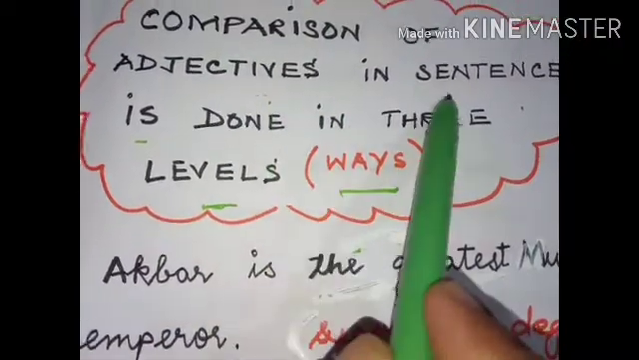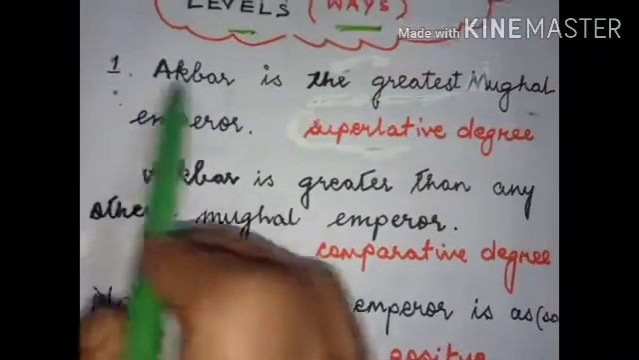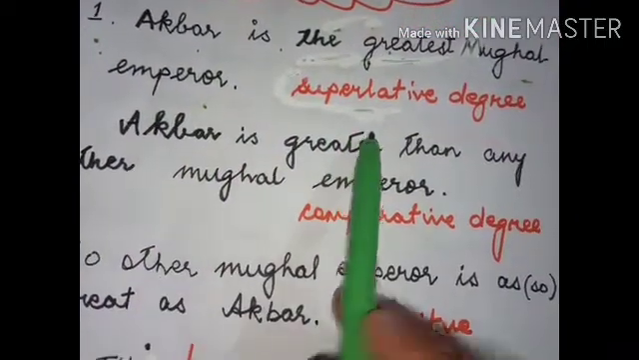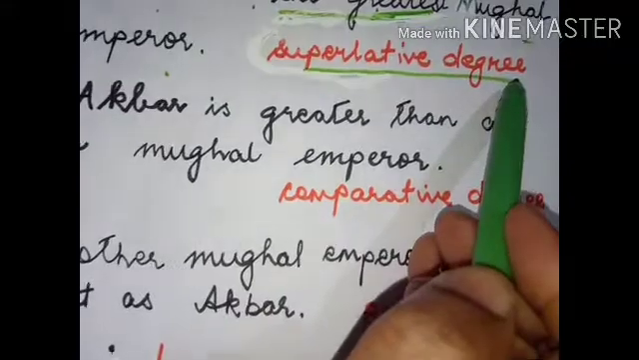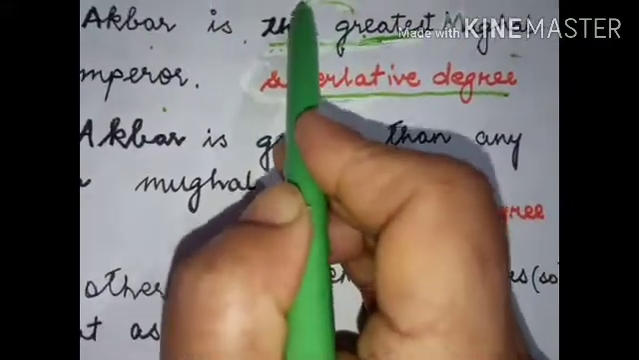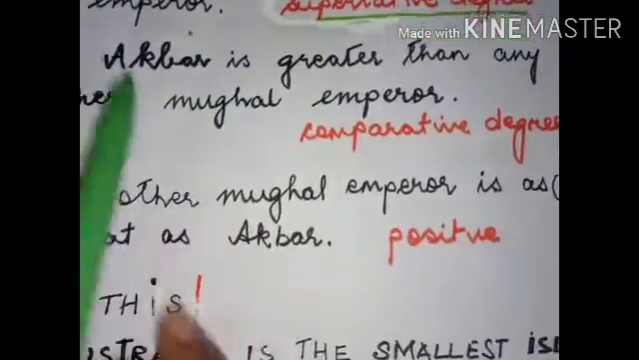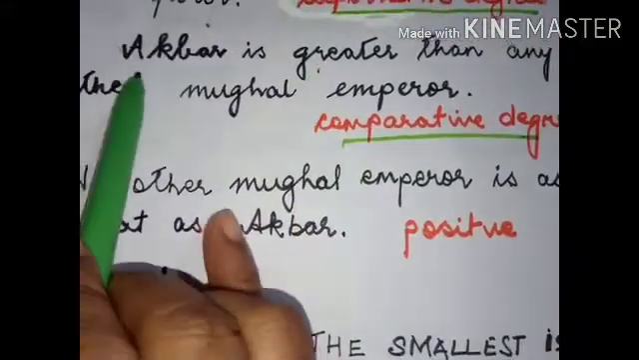Comparison of adjectives in sentences is done in 3 ways. Now look at number 1. Akbar is the greatest Mughal emperor. Now where is the adjective here? Greatest. Okay. And it is in the superlative degree. As usual, we know that the definite article the should always be placed before any adjective in the superlative degree. Now, if you want to convert greatest to the comparative degree, greater, this is the pattern.